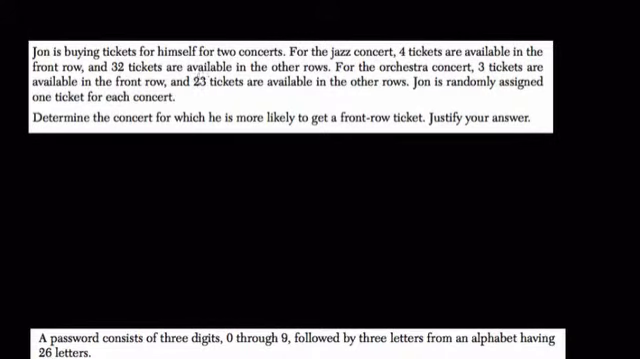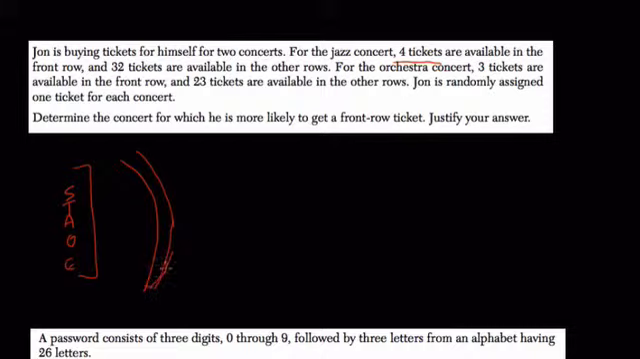John is buying tickets for himself at 2 concerts. For the jazz concert, 4 tickets are available in the front row. So let's say this is the stage right here. I actually kind of like to picture these questions here. This is our first row. Let's say it's a kind of curved row at a concert, right? So everyone can see. So 4 tickets are available in the front row. This is at the jazz concert, I think they said. Okay, so let's say 1, 2, 3, 4.